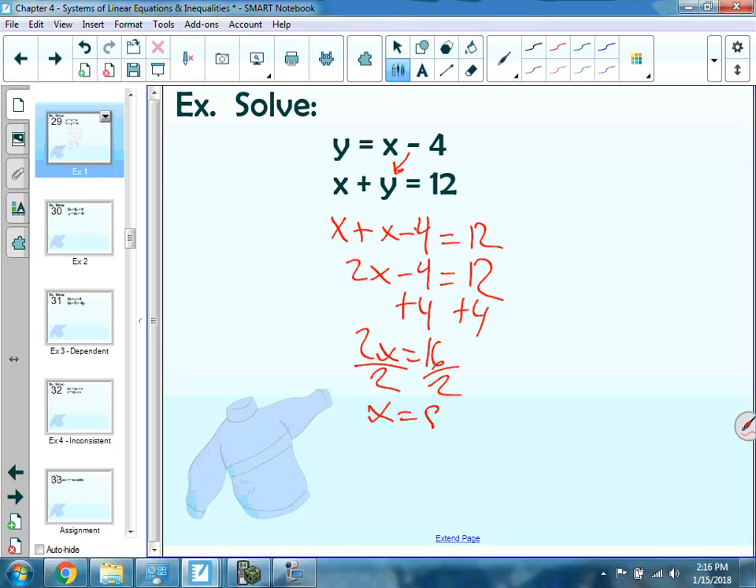X equals 8. So now that you have x, I'm going to do this difficult. It's up to you. Okay, so now we're going to solve for y, and we know y equals x, which is 8 minus 4, and then y equals 4. So then your little ordered pair would be 8.